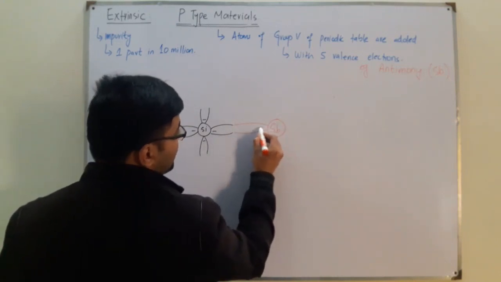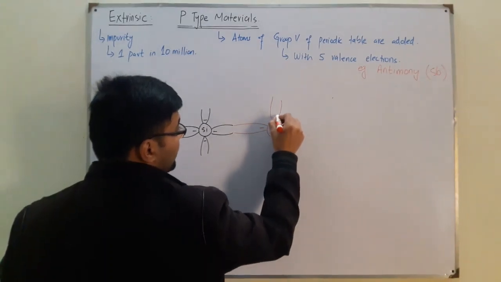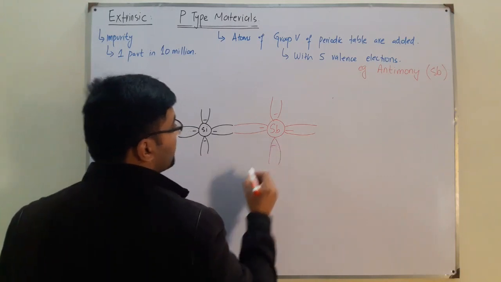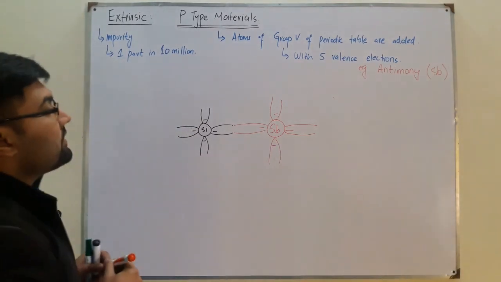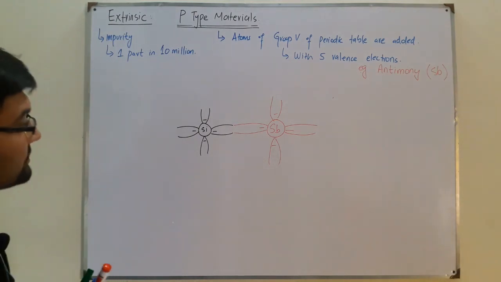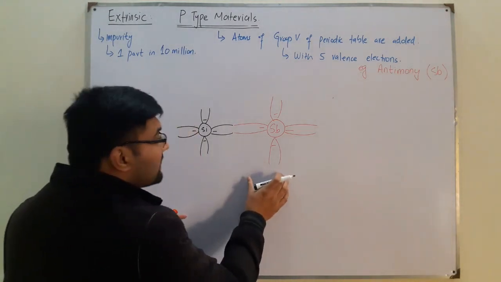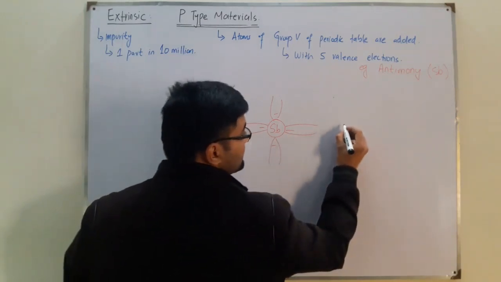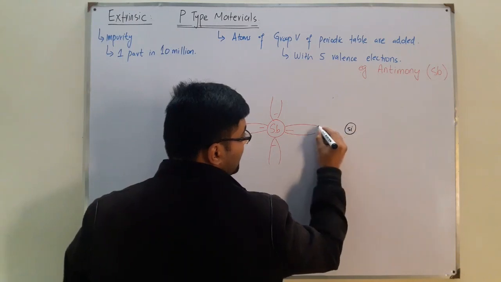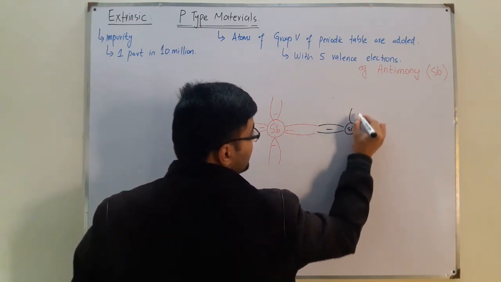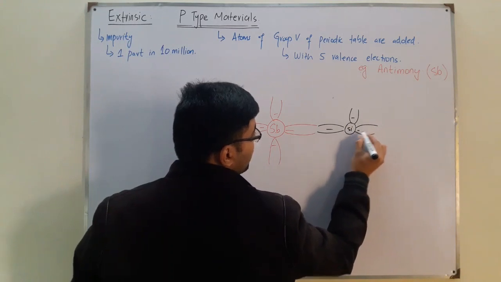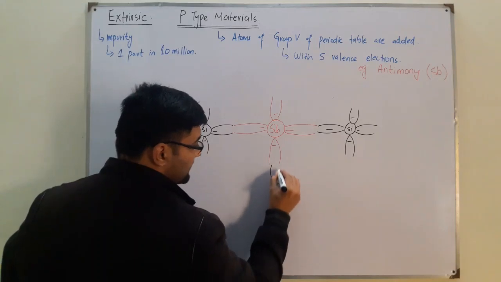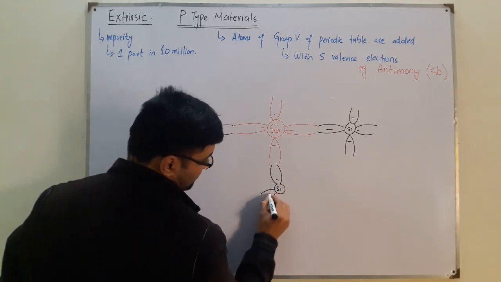So this has one electron, the second electron, the third electron, the fourth electron, and the fifth electron as well. I'm coming to that fifth electron, right? The impurity atom now will be surrounded by these 4 silicon atoms, right? A silicon has 4 electrons, so it will make bonds with the 4 electrons of this antimony like this. Okay?